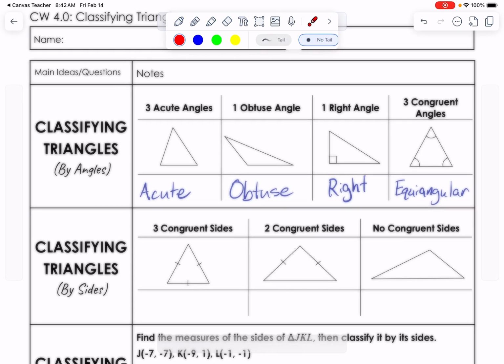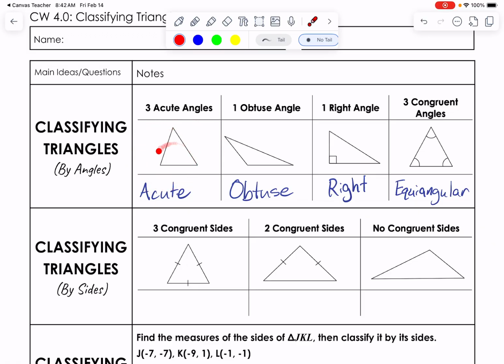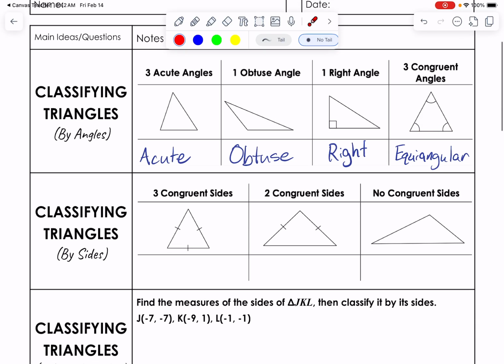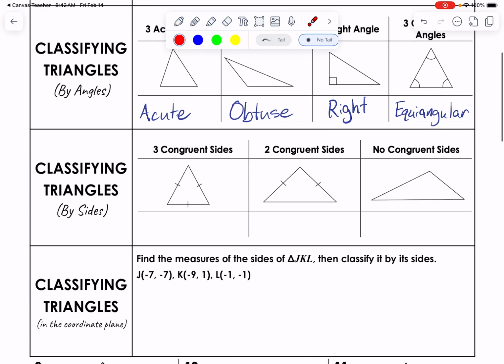So we've got acute. When we have three acute angles, when only one of the angles is obtuse, we call it an obtuse triangle. We call it a right triangle when it has one right angle, and three congruent angles makes it equiangular. We can also classify it by its sides.